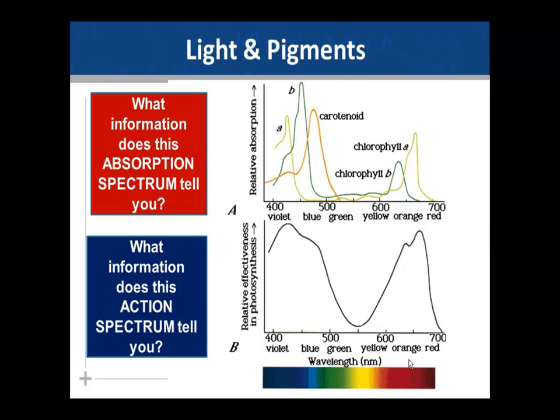But again, these high peaks are really indicating that photosynthesis is happening at a much faster rate in the blue-violet light range and the orangey-red range, which corresponds to what we saw up top.